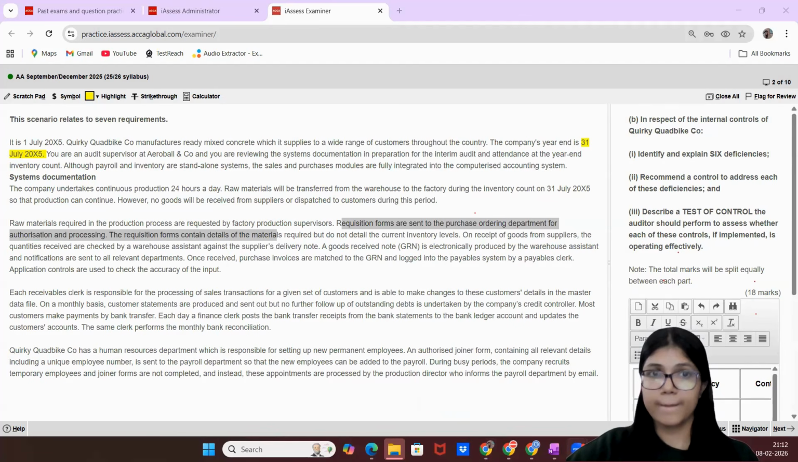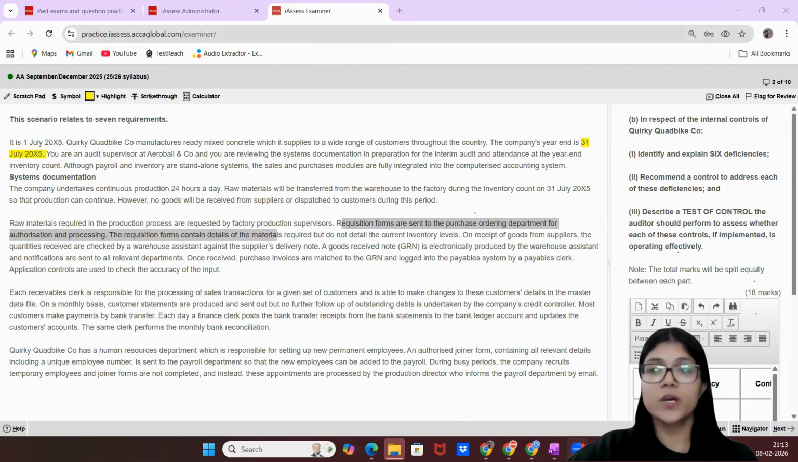So just for the goods to be ordered, each department has a purchase requisition department actually, where they put their requisition forms into the purchase ordering department, from where they centrally purchase all the goods. Instead of each department ordering their own goods, a company has a centralized purchasing ordering department which orders the goods and distributes them to the respective departments or divisions.